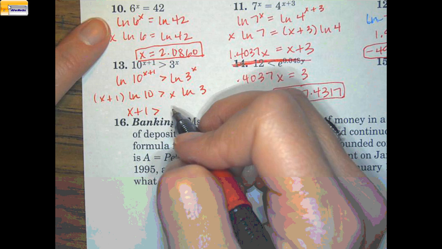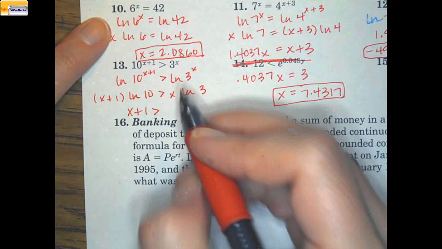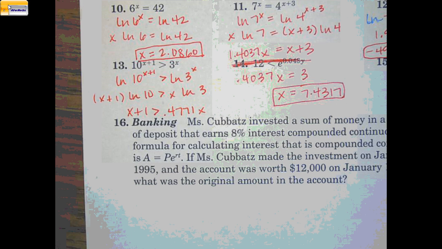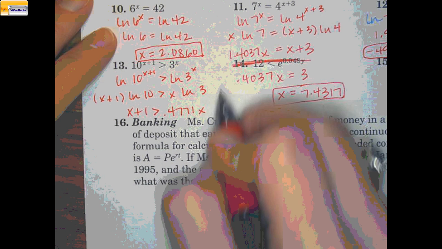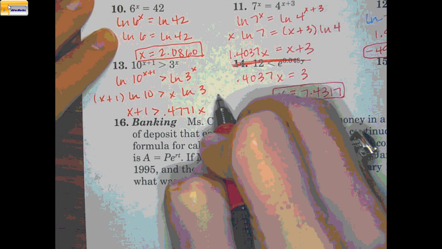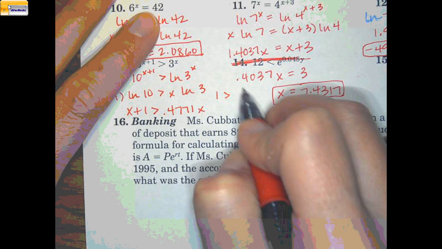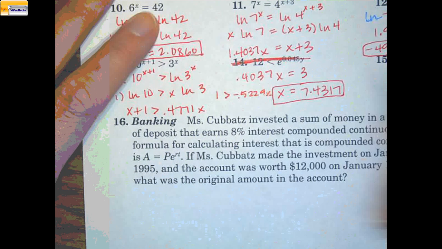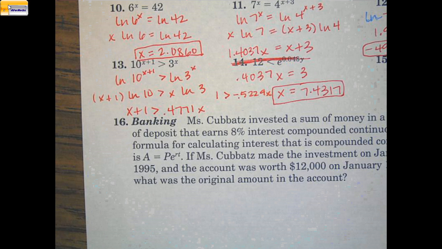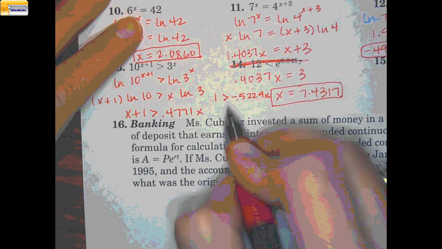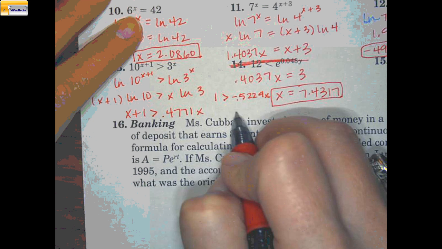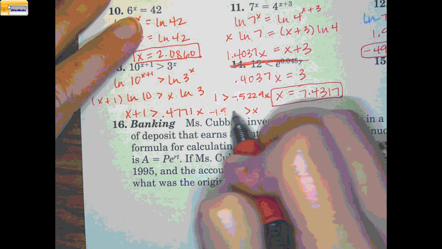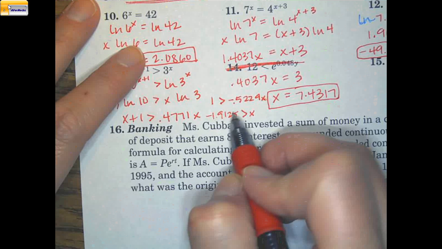Somebody tell me, what do you get? 0.4771? Is that right? x, yep. Now what? Subtract 1x from both sides. Now how do you get x by itself? Divide by the gross decimal. 1 divided by that gross decimal. You get negative 1.9125-ish. And if you want to rewrite it, oh, whoa, what did I do wrong?